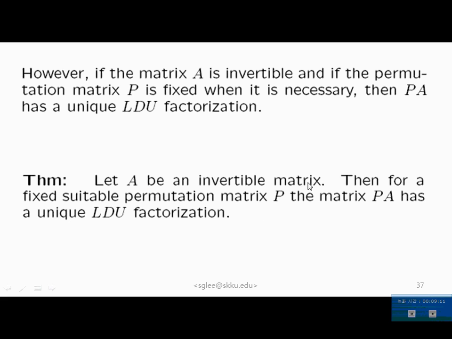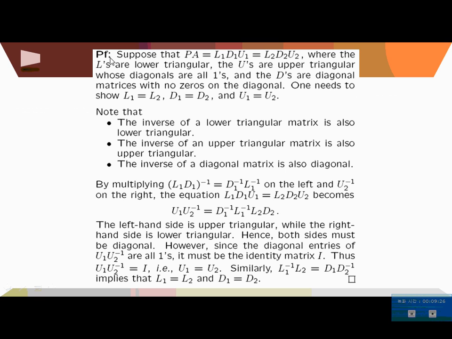Let A be an invertible matrix, then for a fixed suitable permutation matrix P, the matrix PA has a unique LDU factorization. This is the theorem for the LDU factorization. And here is the proof. We already proved the existence of LDU factorization for the given conditioned matrix.